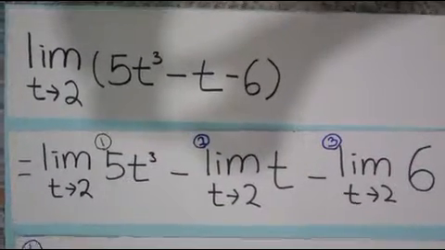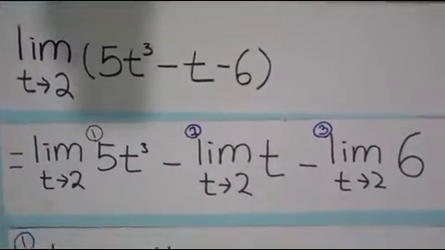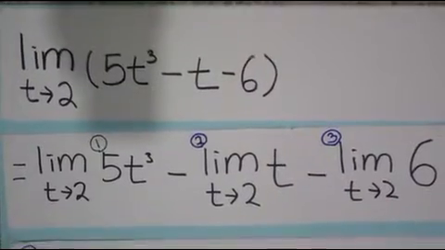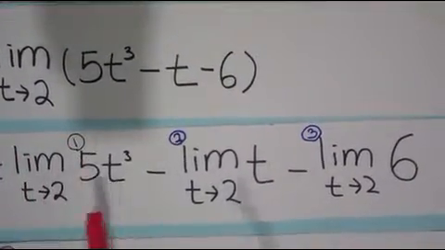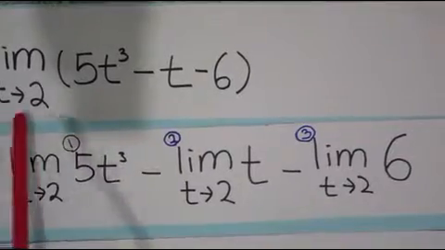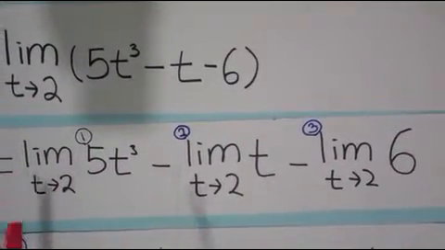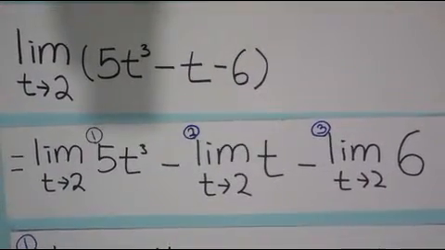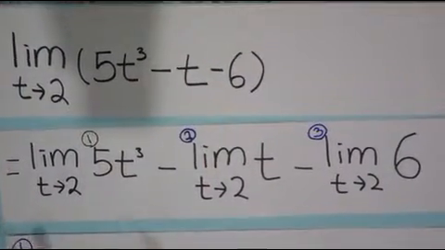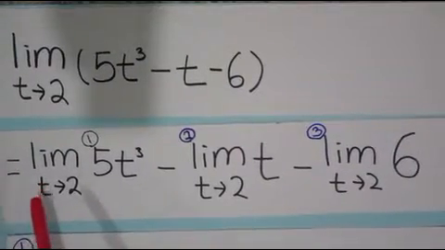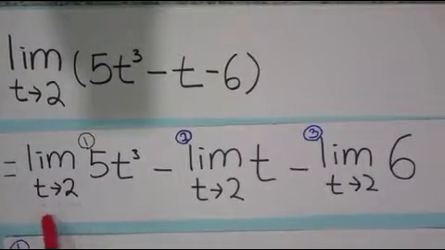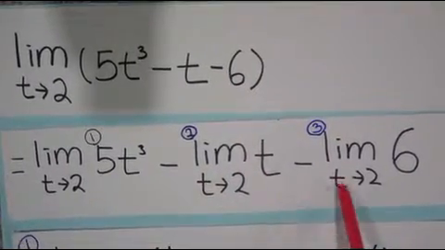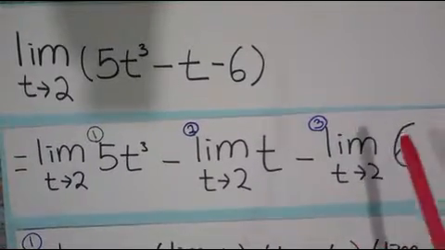Okay, now the practice exercises using the laws. To solve the question, the limit value of 5t cubed minus t minus 6 as t approaches 2, the sum law, constant multiple law, and product law are required. By using the sum law, the original equation is divided into 3 parts. The limit value of 5t cubed as t approaches 2 minus the limit value of t as t approaches 2 minus the limit value of 6 as t approaches 2.